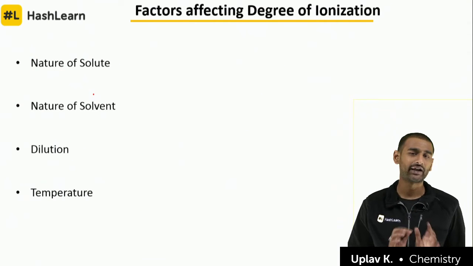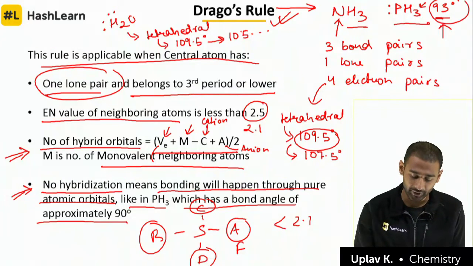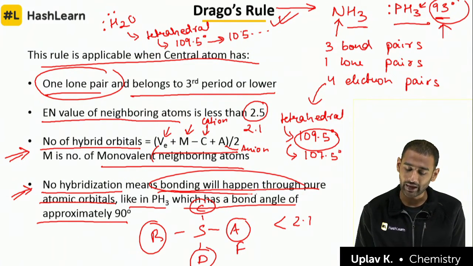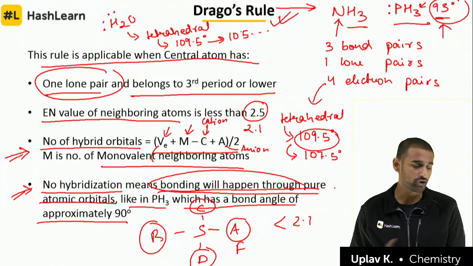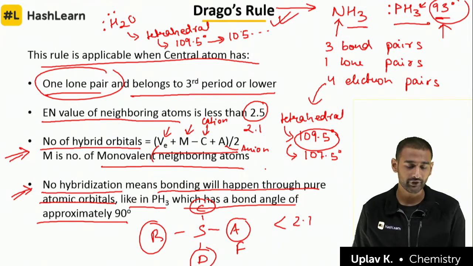Okay, I hope that this thing is clear. Iska zyada implication nahi hai, but just try to understand. We are getting an angle of 90 degree because the bonding is happening through pure atomic orbitals and not through hybrid orbitals. That is why Px, Py and Pz are almost 90 degrees to each other. That is why the bond angle will also be 90 degrees, fine.